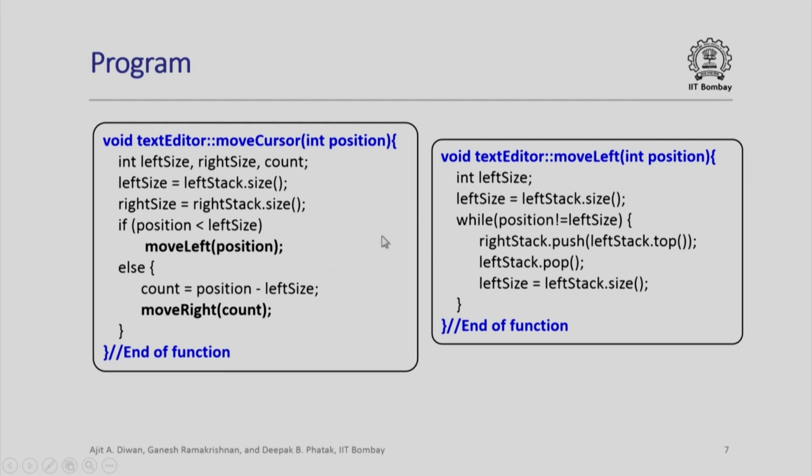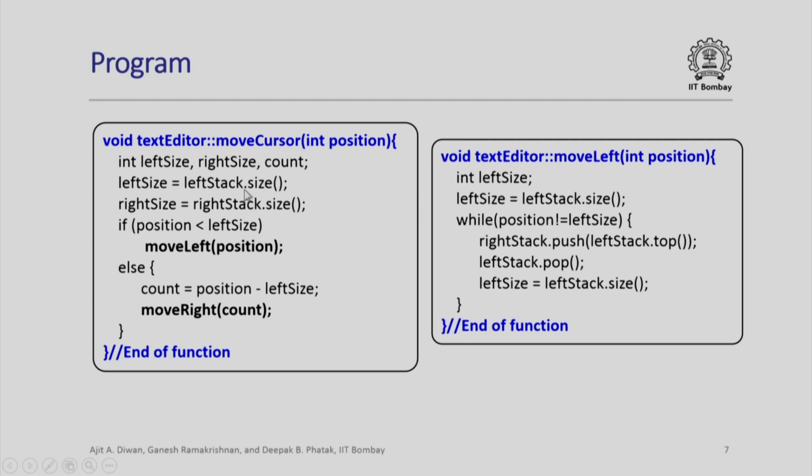Next, we look at the move cursor position. The move cursor position has a parameter position. I have the left size, which is the left stack dot size, and right size, which is the right stack dot size. Now, if the position is less than left size, then that means the cursor is to be moved somewhere onto the left stack. So, I will move left to the position, else I will count the position minus left size and move right by the count numbers. So, you can work out, this is the way in which you can actually move the cursor to either left or right by so many numbers.